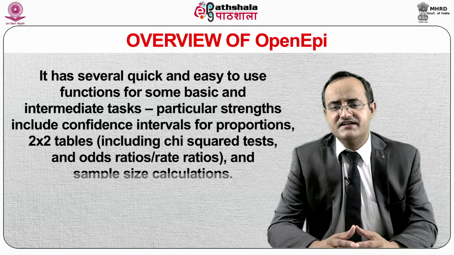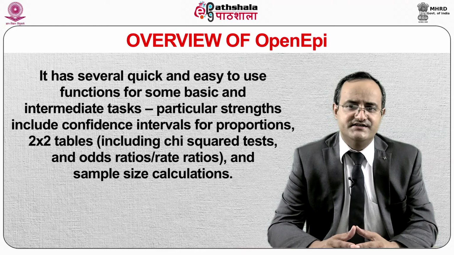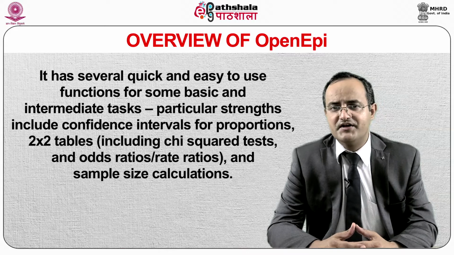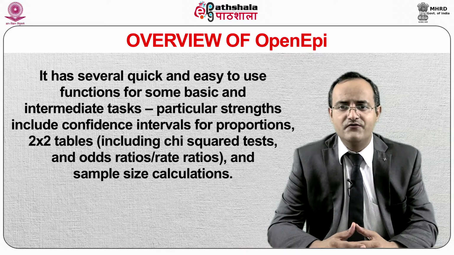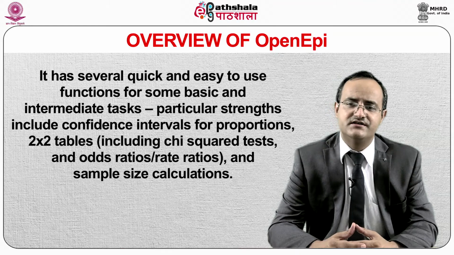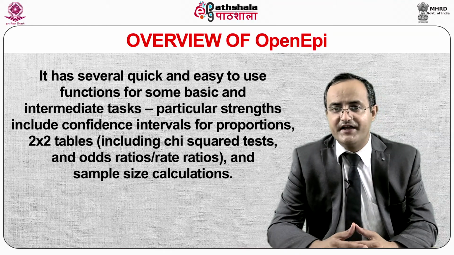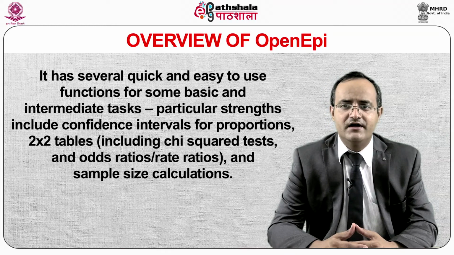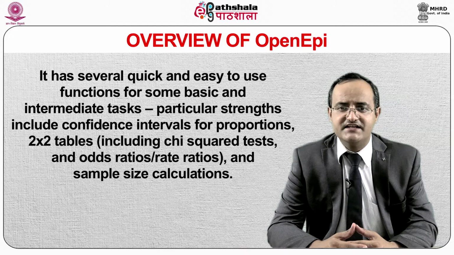This also means that if a researcher wanted to download the OpenAPI code and build their own additions, they can do it. It has several quick and easy to use functions for some basic and intermediate tasks. Particular strengths include confidence intervals for proportions, 2 by 2 tables, including chi-square test and odds ratios or rate ratios, and as well for sample size calculations.